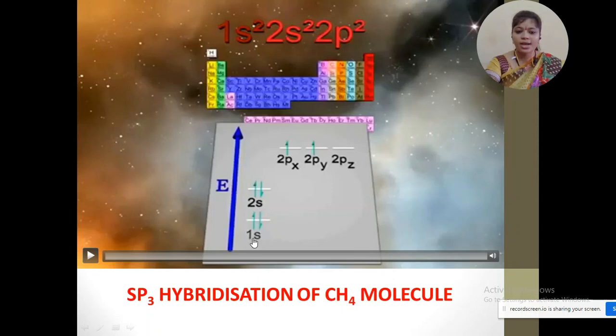How many electrons are there in the valence shell? There are 4 electrons. The 1s electrons are the core electrons. Core electrons do not participate in bond formation. Only 2s and 2p are the valence electrons, and only valence electrons can participate in bond formation.